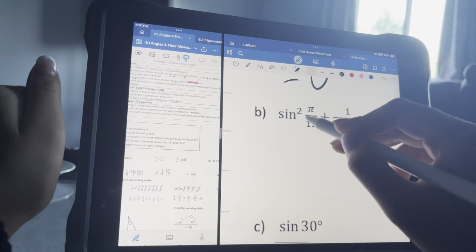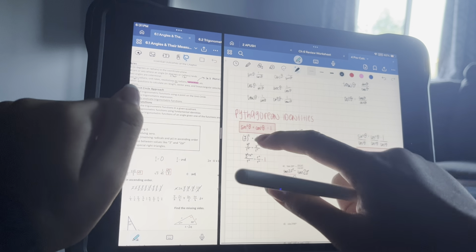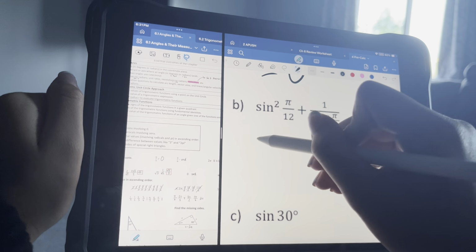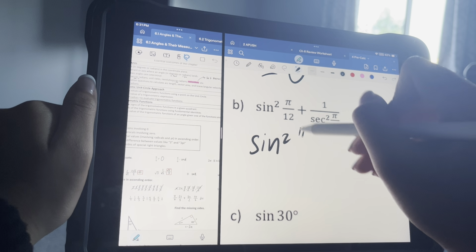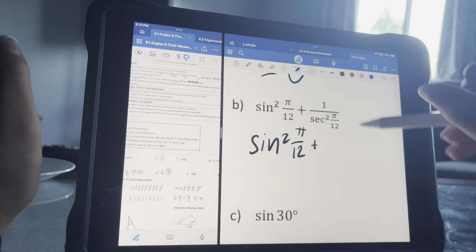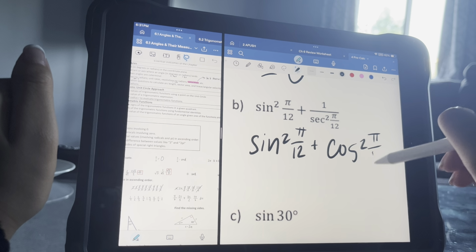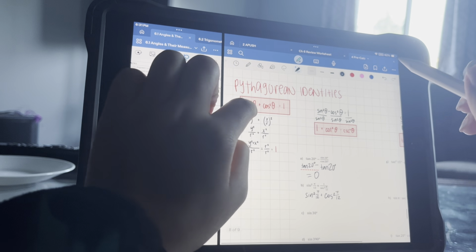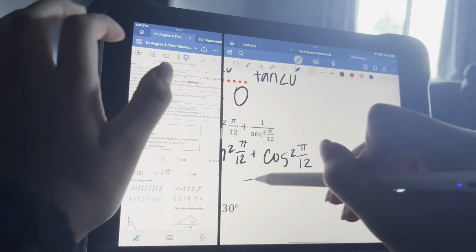The next one, okay? The first thing that sticks out to me is that it's squared. That means we're going to be using one of these instead of one of these. Well, sine squared of pi over 12 plus, well, what's the reciprocal of secant? Cosine. Wait, we have an identity for that. This one. You see how those are similar? Just the theta is being replaced. This one equals 1.